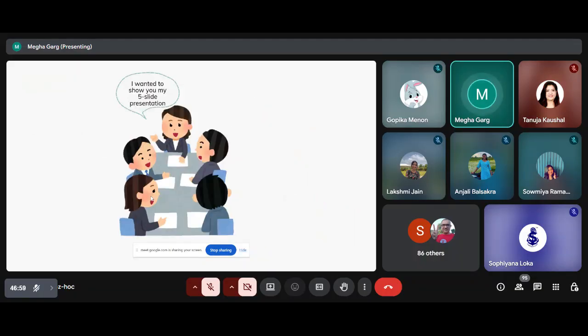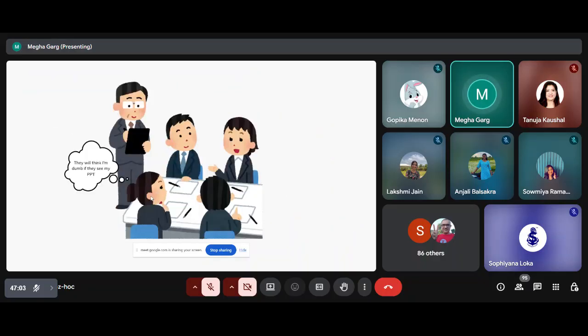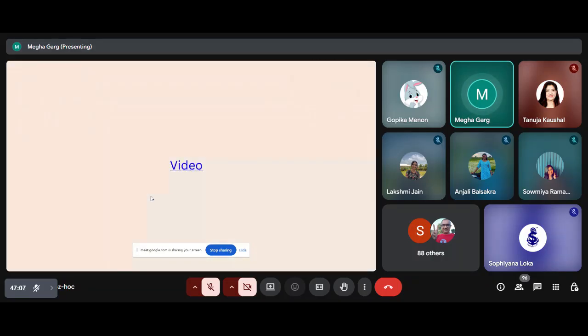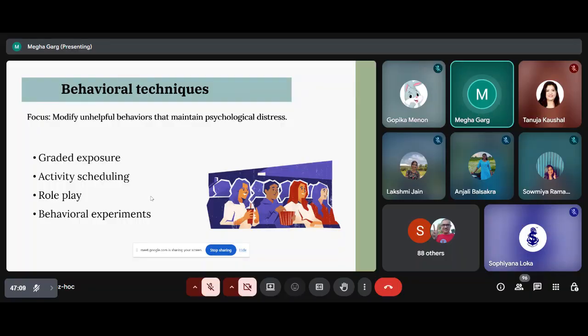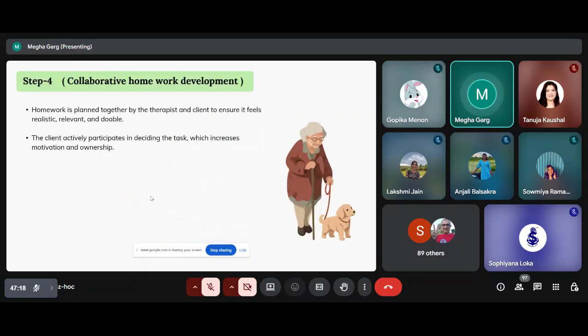So this was the proper step three, where basically we talk about all the techniques. We try to teach all the techniques to the clients, behavioral techniques and cognitive techniques, so that clients learn all these things in practical life. Now the fourth step is collaborative homework development.